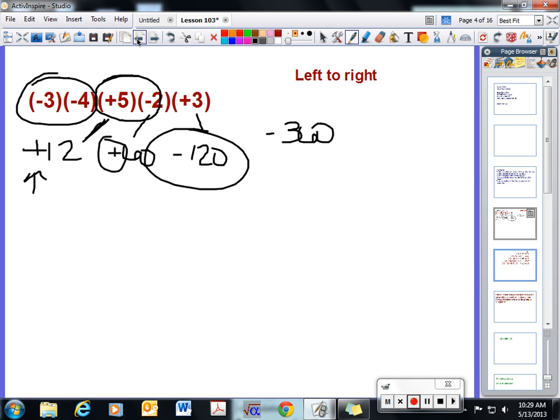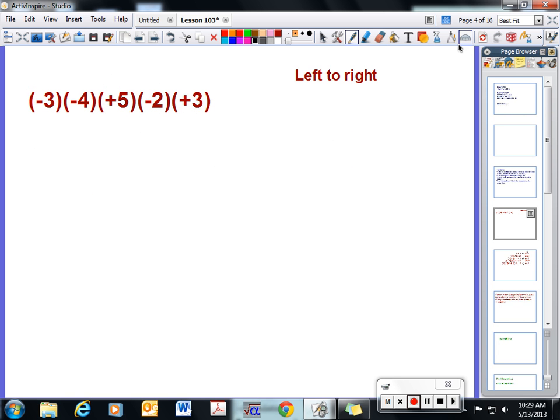Now, let's go back to our original problem. We had 1, 2, 3 negative numbers that we were multiplying, and we know that our answer did end up being negative. But we can know just from it being 3 that it's going to be negative.